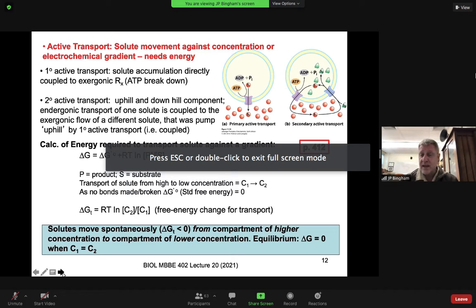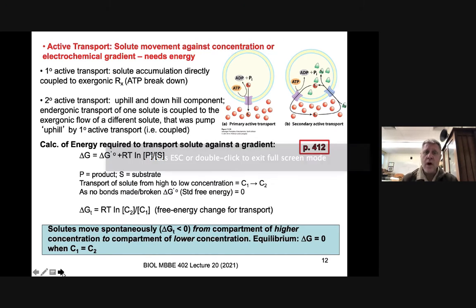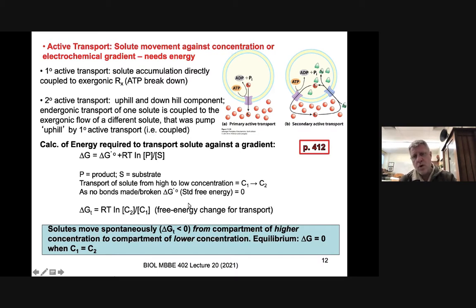Moving things against a chemical gradient or an electrochemical gradient. So we have two different systems here. Both of those need energy. So here's an example of a primary active transport system.